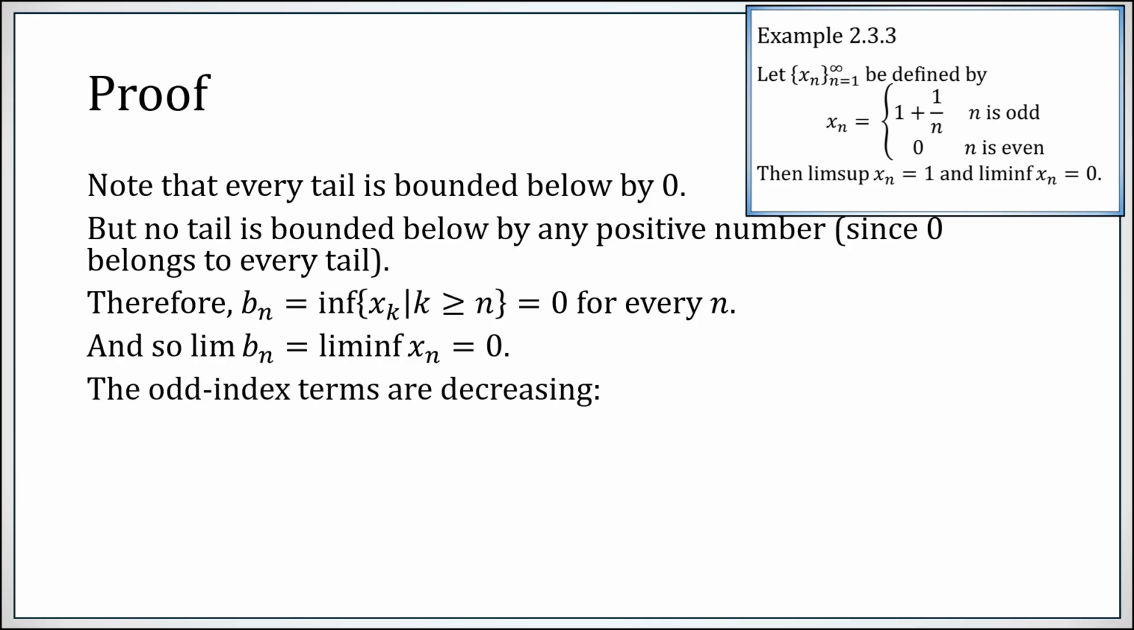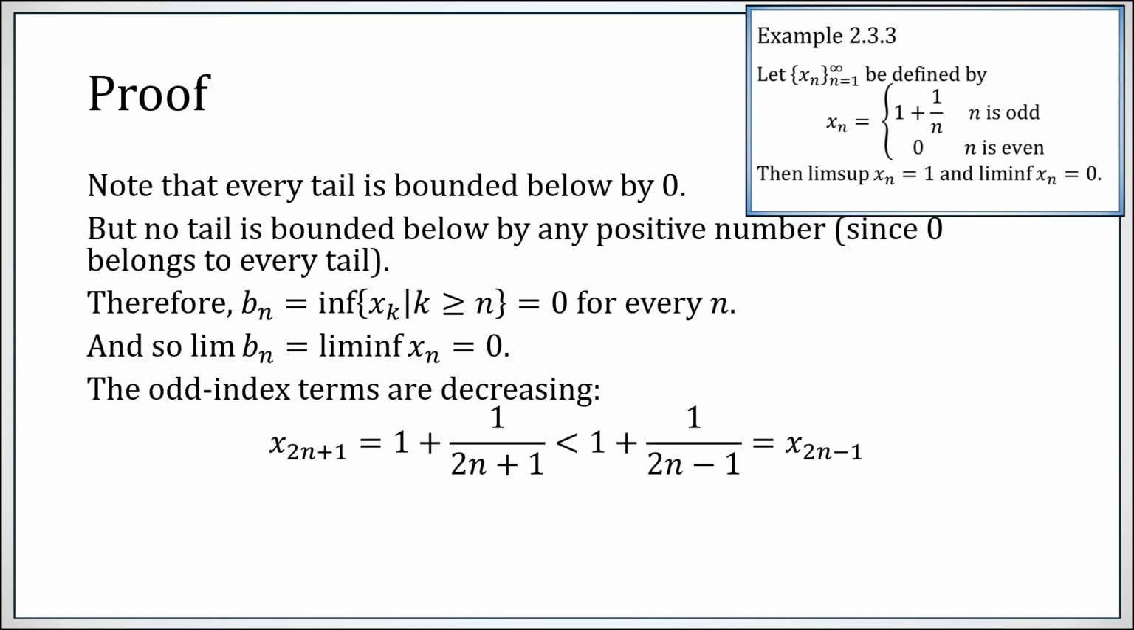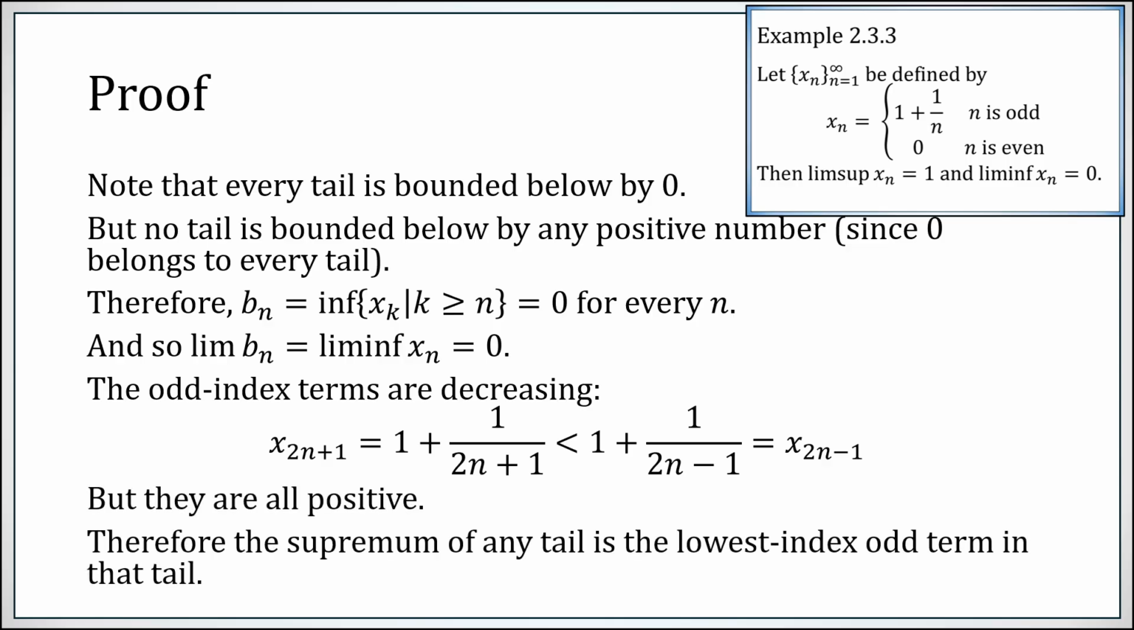The odd index terms are decreasing. Okay, if we have 1 plus 1 over n and we let n get bigger, we can only get smaller. So the odd index terms are decreasing, but they are all positive. So the sup of any tail will be the first odd index term. The even index ones are all 0. The odd index ones are positive and decreasing. So the supremum will simply be the first odd index term that we see.